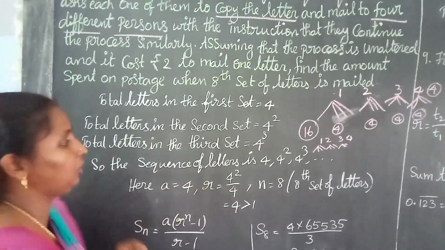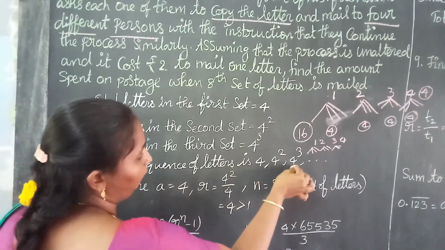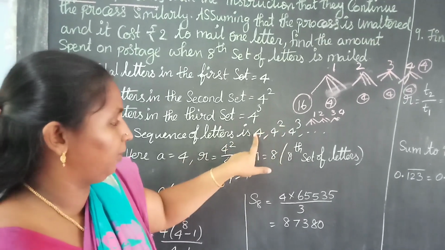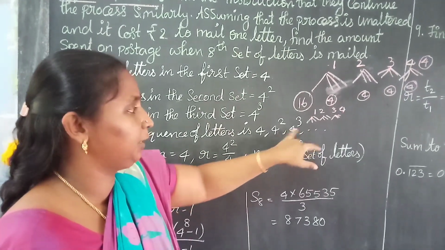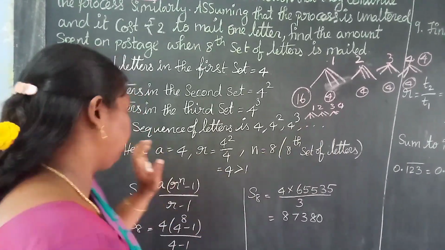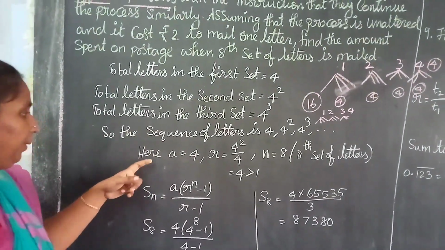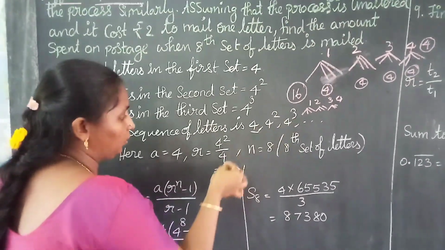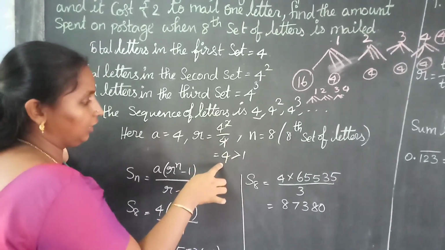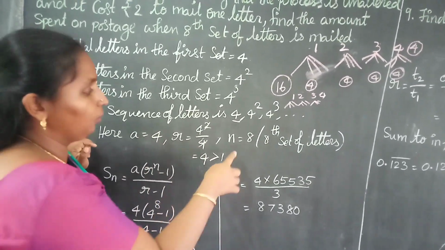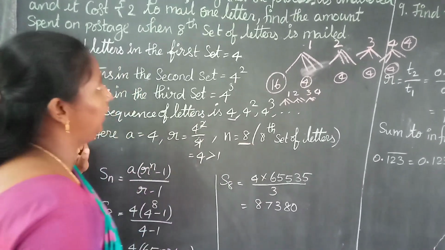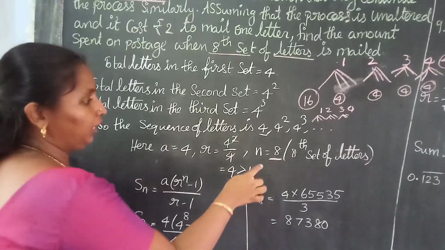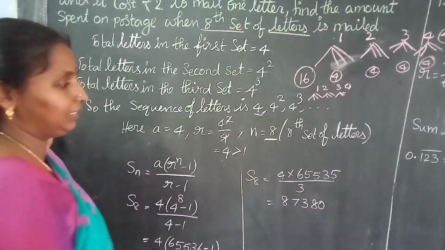So the sequence of letters is 4, 4 square, 4 cube and so on. By seeing it clearly, it is in GP, because except the first term, the other terms are multiplied by a constant, that is 4. So the sequence is in GP. Here A, the first term, is 4 and R, T2 by T1, that is 4 square by 4; one 4 will get cancelled, you will get 4. R value is 4. N equals 8. Why do we consider N as 8? They have given that the 8th set of letters is made, so we are going to find S8.